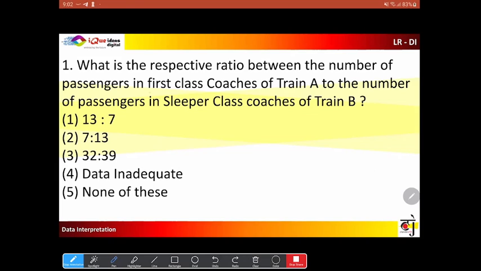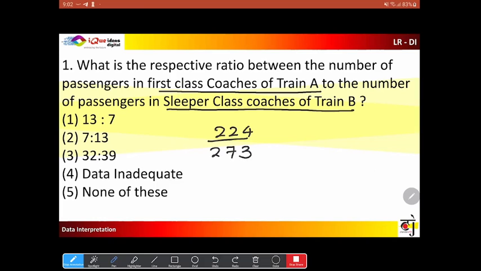The number of passengers in first class of train A, that is 224, to sleeper class of train B, which is 273. So 224 to 273. Now, data inadequate will not be the answer, because I can calculate it. The numerator is less than the denominator, so 13:7 cannot be the answer.